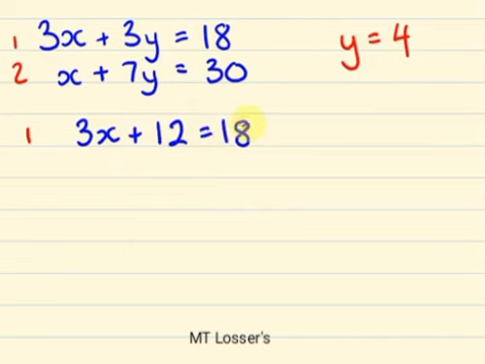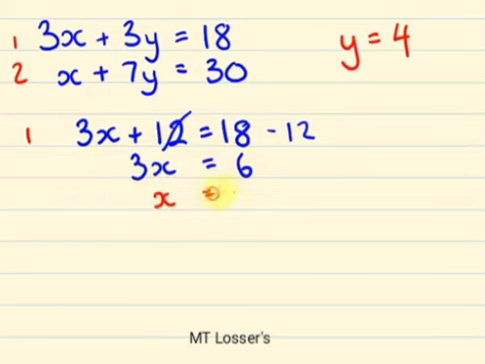Now again, I am assuming a bit of knowledge already with this, but what we can do now is get rid of this 12 by taking it away. We have to take it away from this side as well. So we end up with the equation where 3x, we're taking 12 off both sides, so we take 12 and we get 6. Okay? And then what we get is with 3x equals 6, x equals 2. So y equals 4, x equals 2.